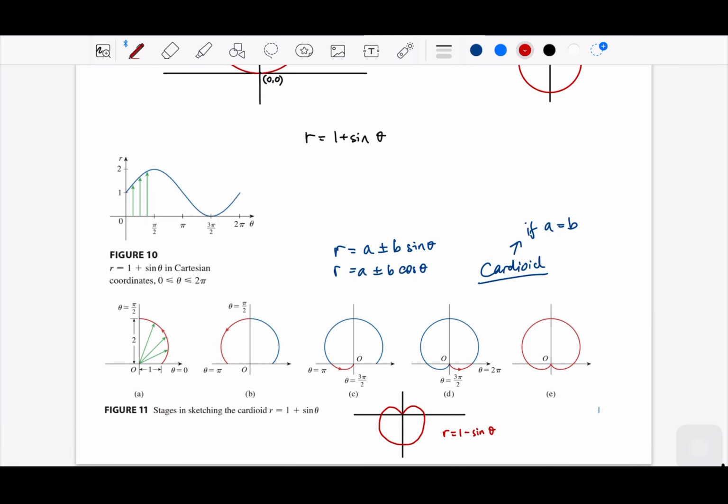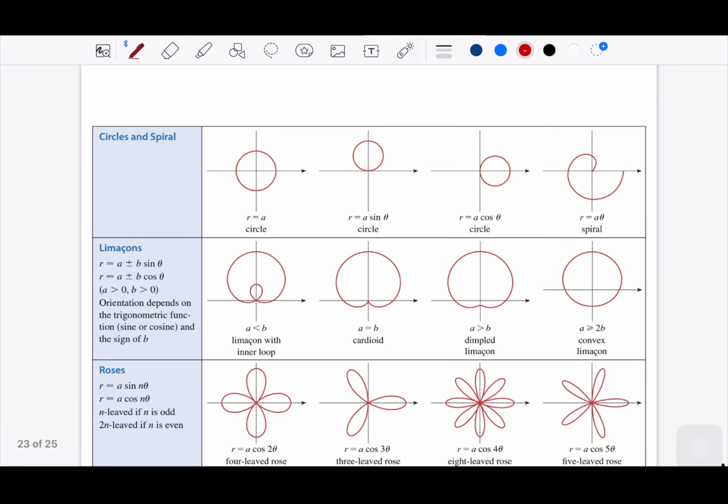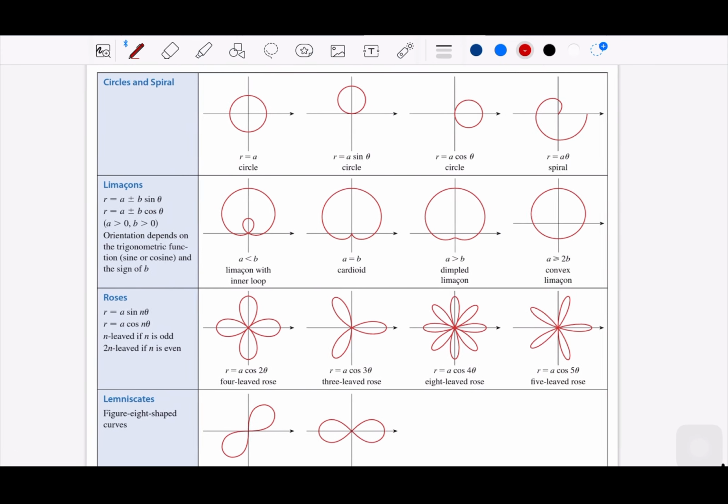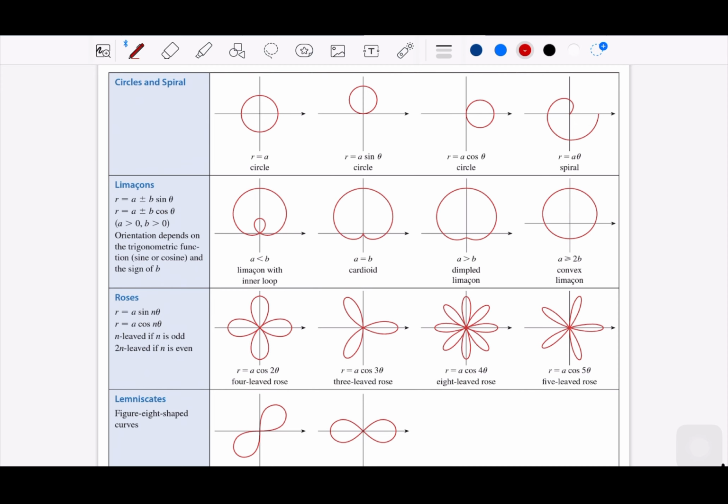Okay, the conclusion, or the table, is for you to know that we have all these polars. So for a circle, we move and make it into sine, cosine, and then we can also make a spiral. That's when the constant is multiplied with theta.